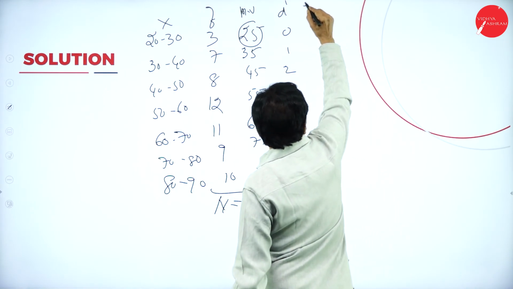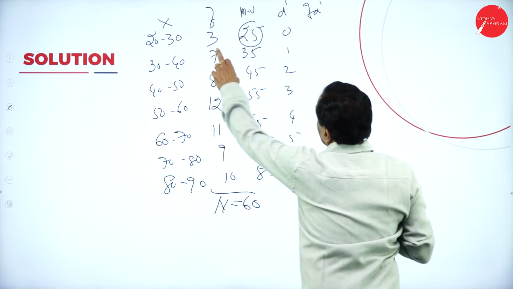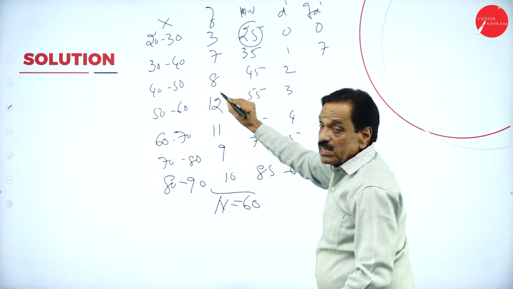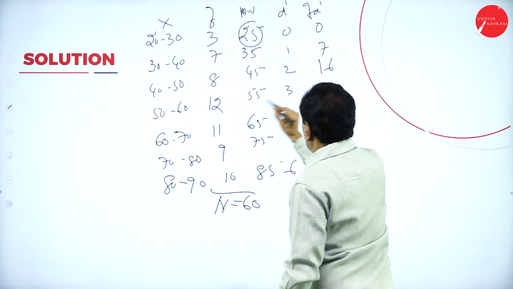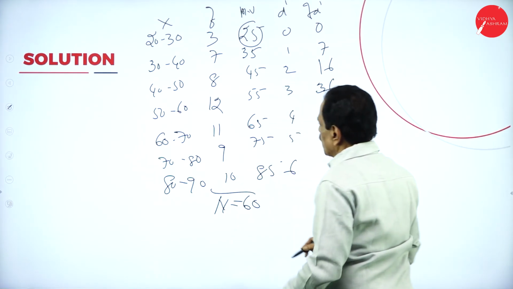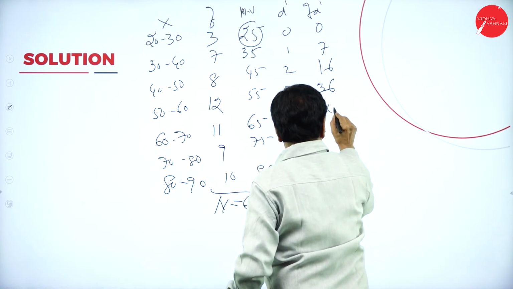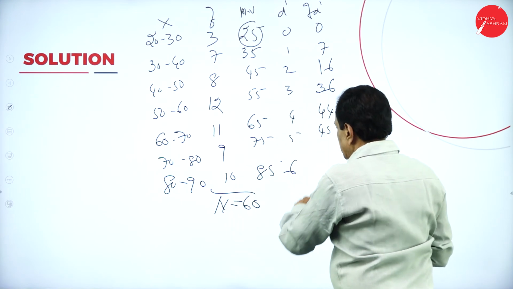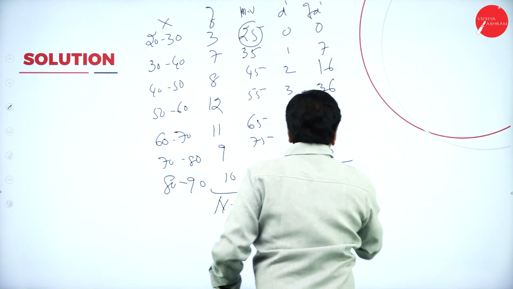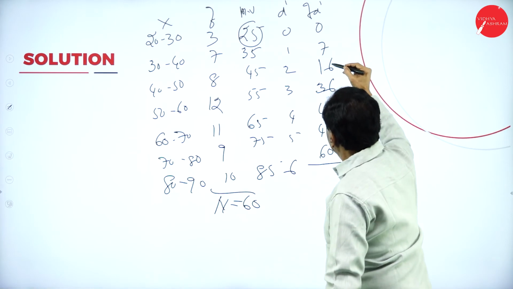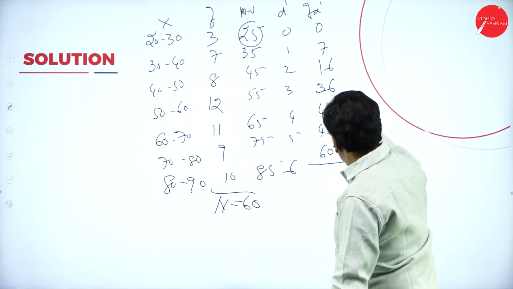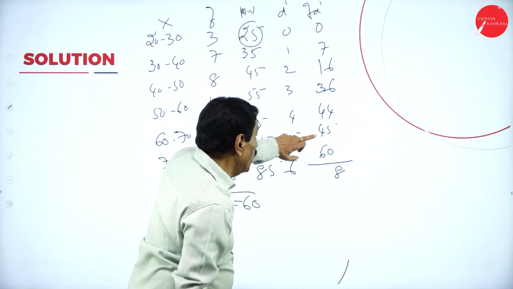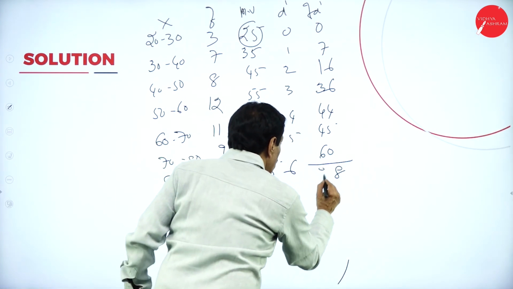Then f t dash: multiply 3 into 0 is 0. 7 ones are 7. 8 twos are 16. 12 threes are 36. 11 fours are 44. 9 fives are 45. 10 sixes are 60. Add the figures: 7 plus 16 is 23, plus 36, 59, plus 44, 103, plus 45, 148, plus 60, 208.